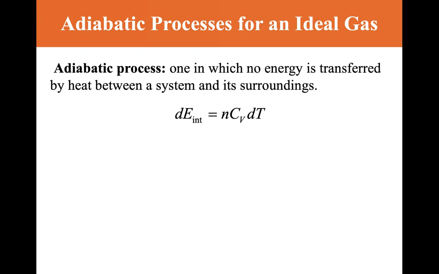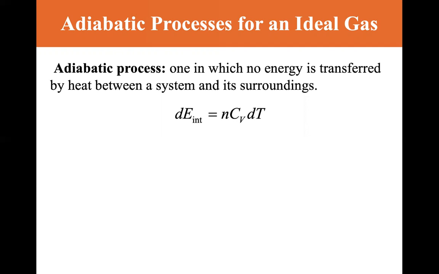So dE internal is equal to nCv dT, because the internal energy of an ideal gas depends only on temperature. The change in the internal energy in an adiabatic process is the same as for an isovolumetric process between the same temperatures: dE equals nCv dT, which is equation 20.26. Hence, the first law of thermodynamics, delta E internal is equal to Q plus W, with Q equals 0.